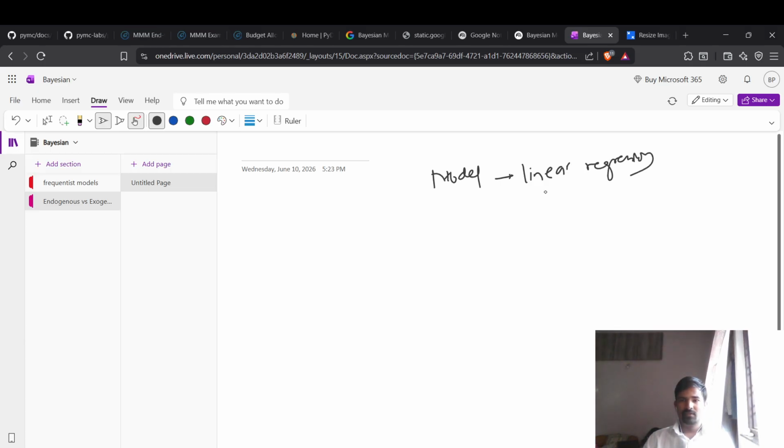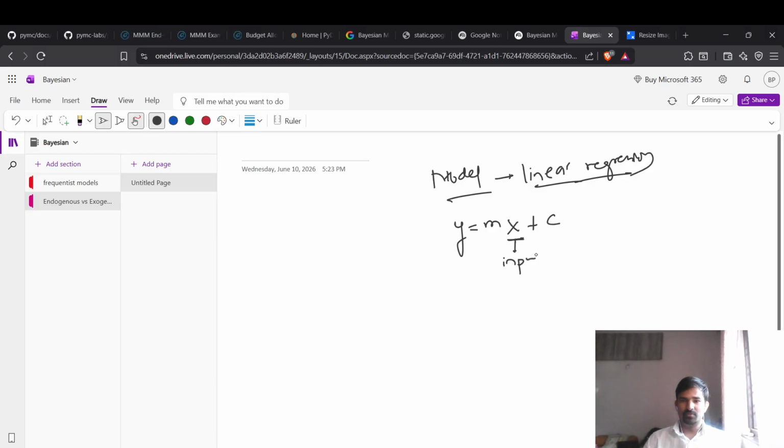Okay, so if you look at the equation, usually it's a straight line. So when we say a straight line, this is the equation, where m is the slope and x stands for input variables and y is the output or the target variable. c is the intercept and m is the slope.